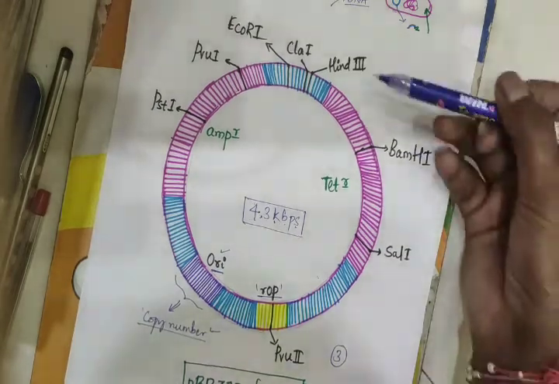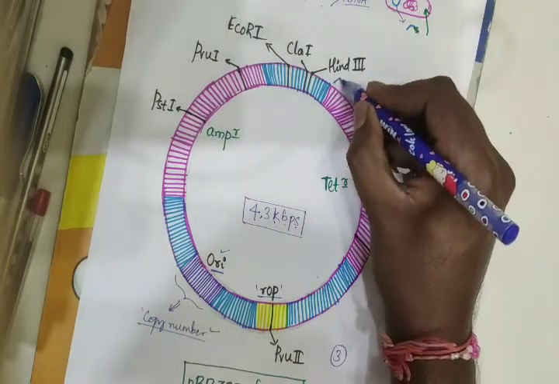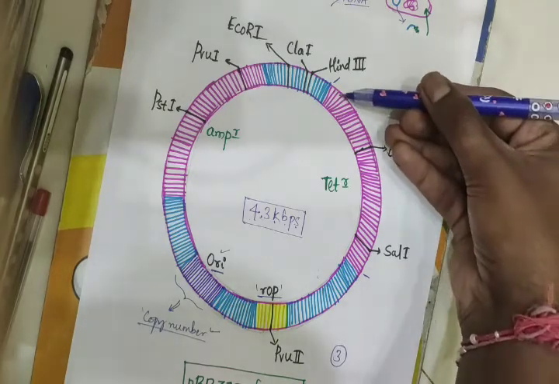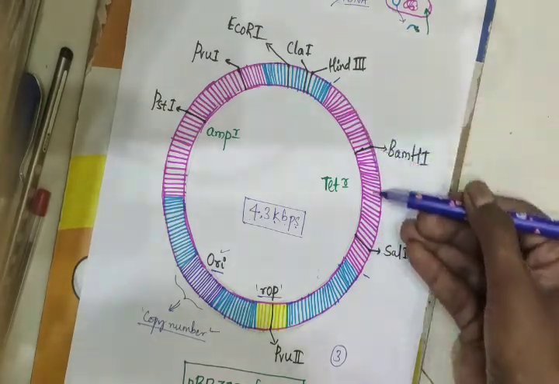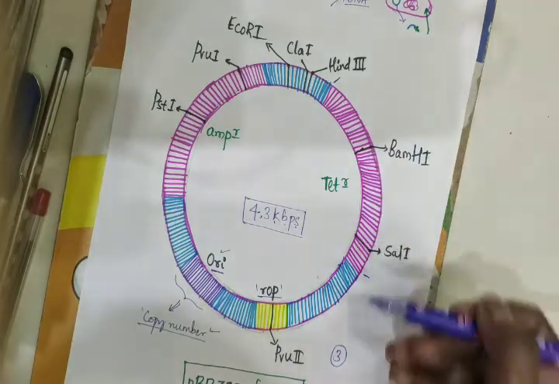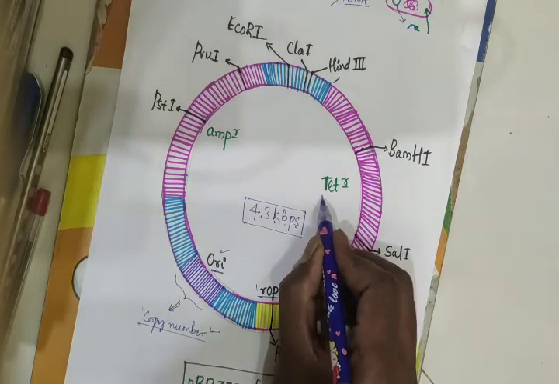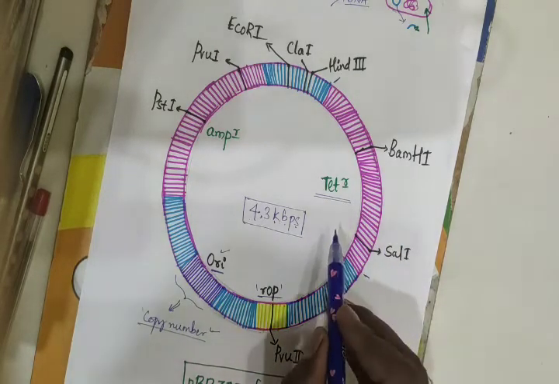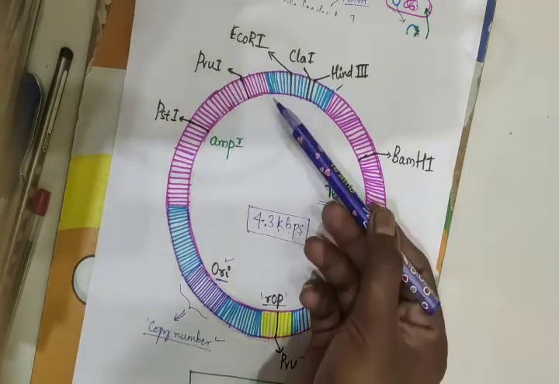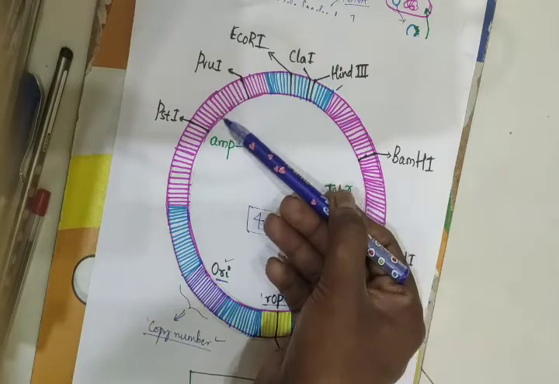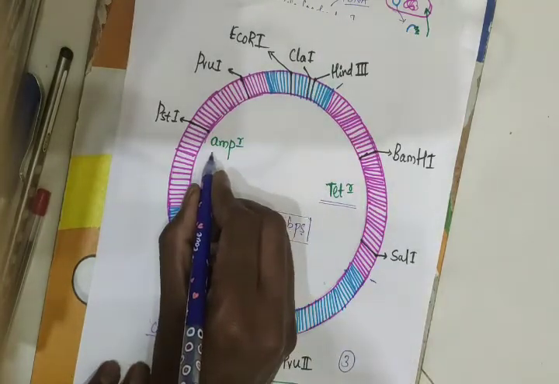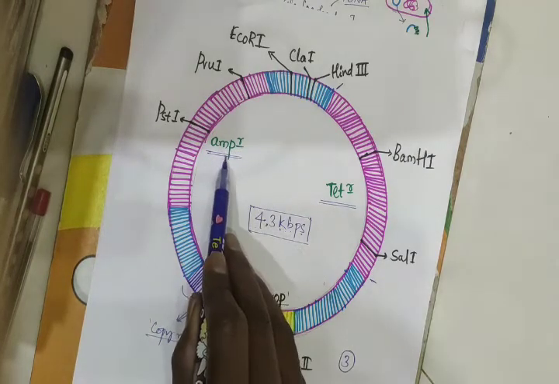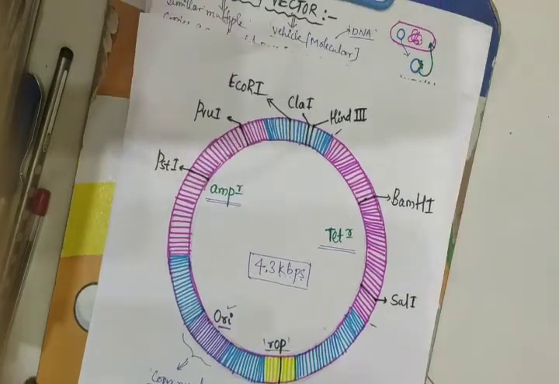Next, let us mark from this position, from this mark to this mark, this total region, this total purple color, it is acting as one gene, and the name of that gene is the tetracycline resistant gene. Which gene? Tetracycline resistant gene. And the same way, here also one mark is there. This total gene is acting as the ampicillin resistant gene. Which gene? Ampicillin resistant gene. This is the tetracycline resistant gene, and this is the ampicillin resistant gene.